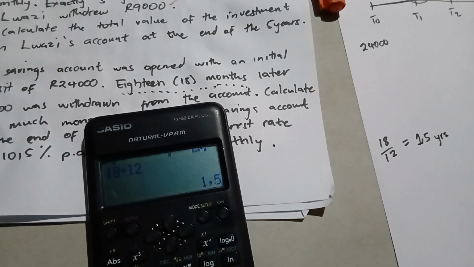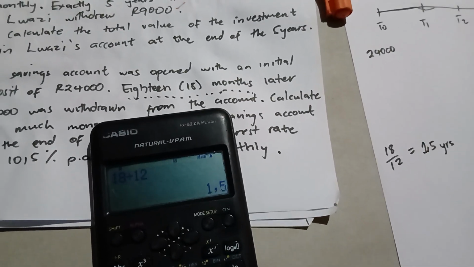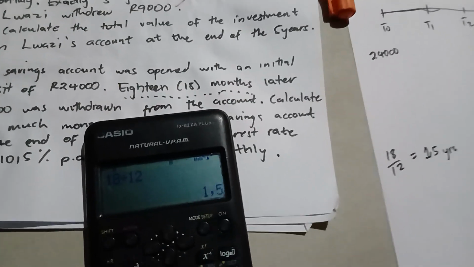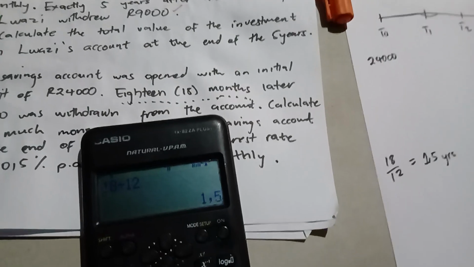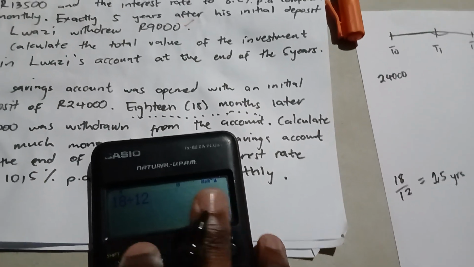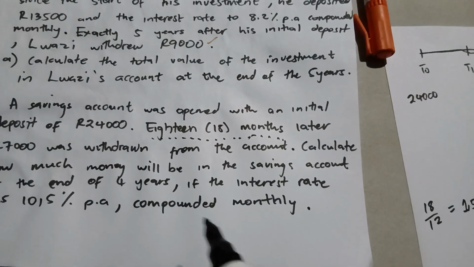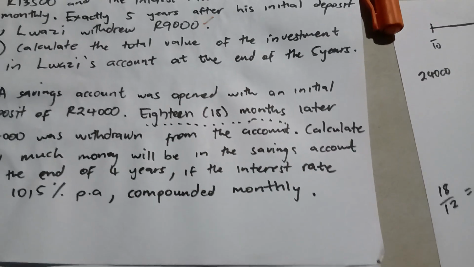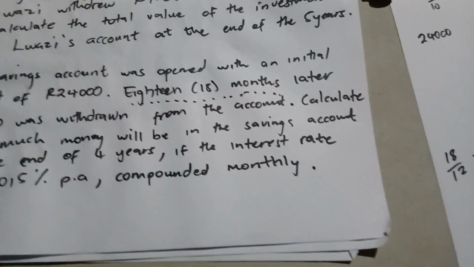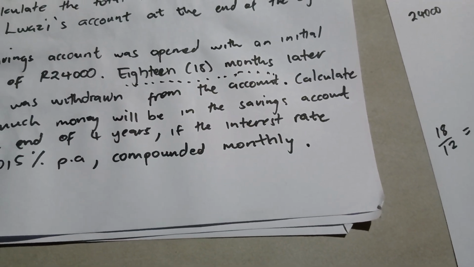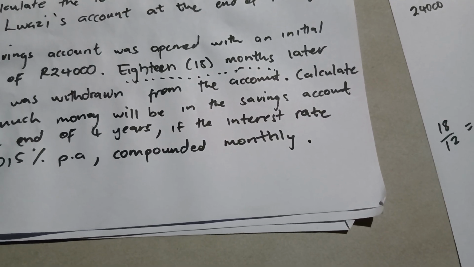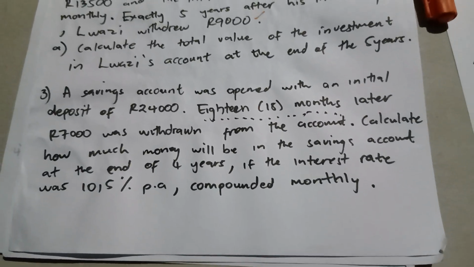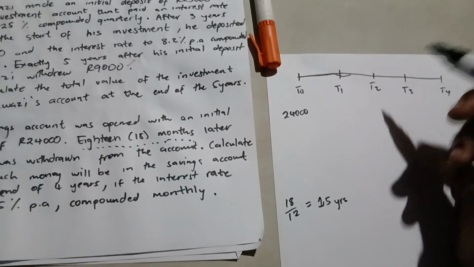The reason why we are doing this is that we know the time period we focus on mostly, or we work in years, not in months. So hence why you need to convert it. So the person, let's say Mohau, withdrew 7,000 from the account 18 months later. Then calculate how much money will be in the savings account at the end of 4 years if the interest rate was 10.5%.